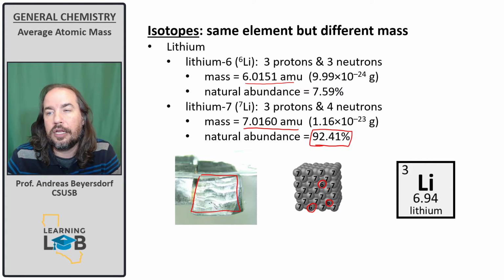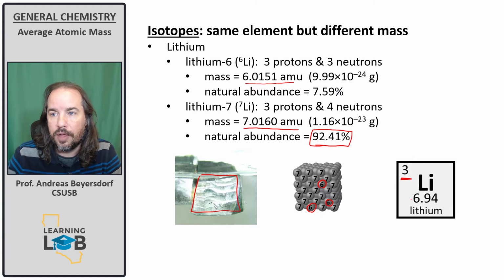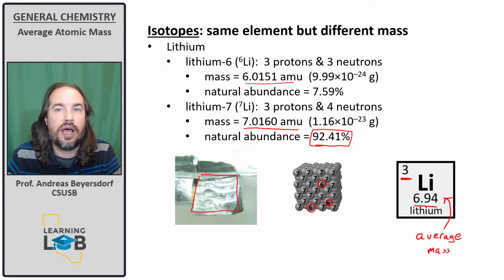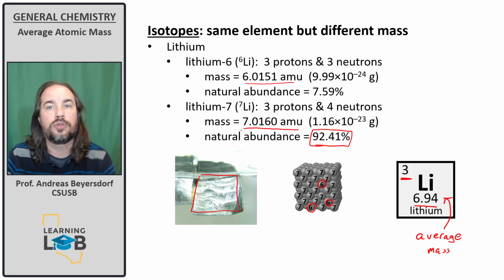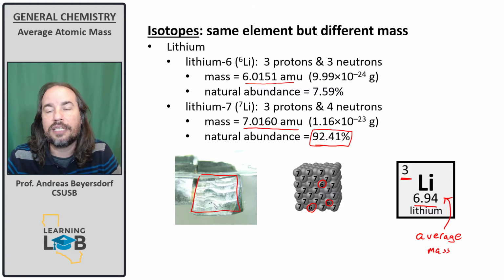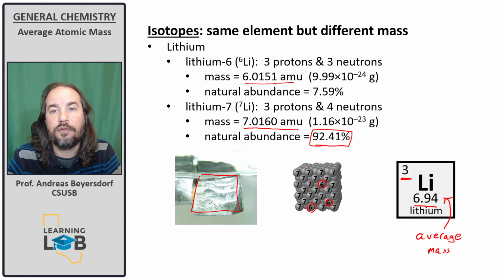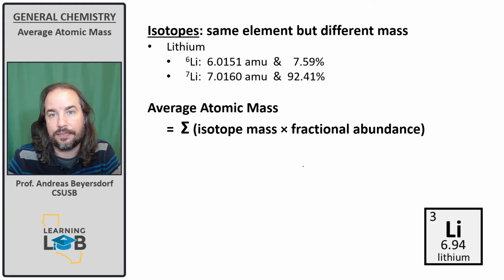Now, if we look at the periodic table, we'll see here this is the atomic number, but we'll also see another number. That is the mass, or the average mass of lithium. And notice that that is 6.94. Well, that's because some of it is composed of the lithium-6 and some composed of the lithium-7. So let's look at how we determine that average atomic mass.